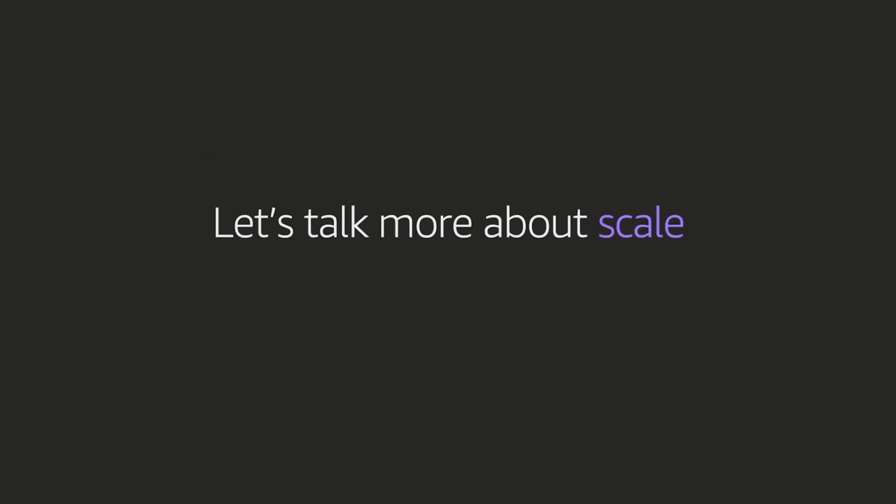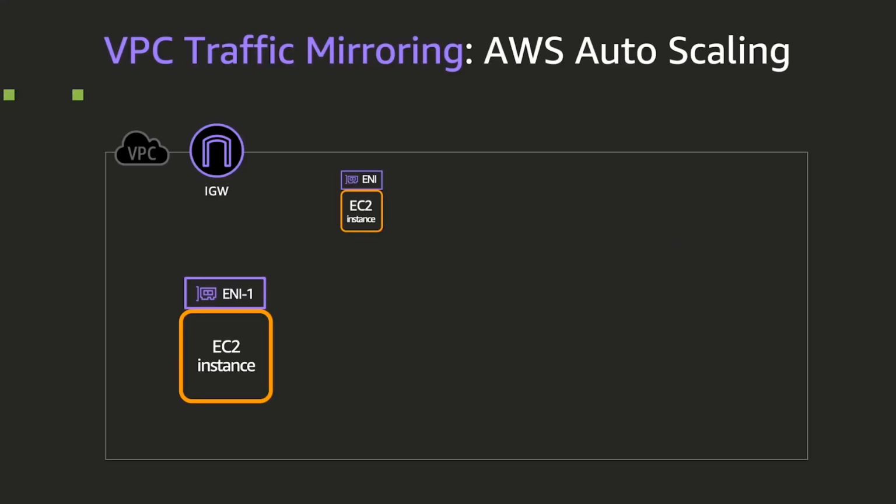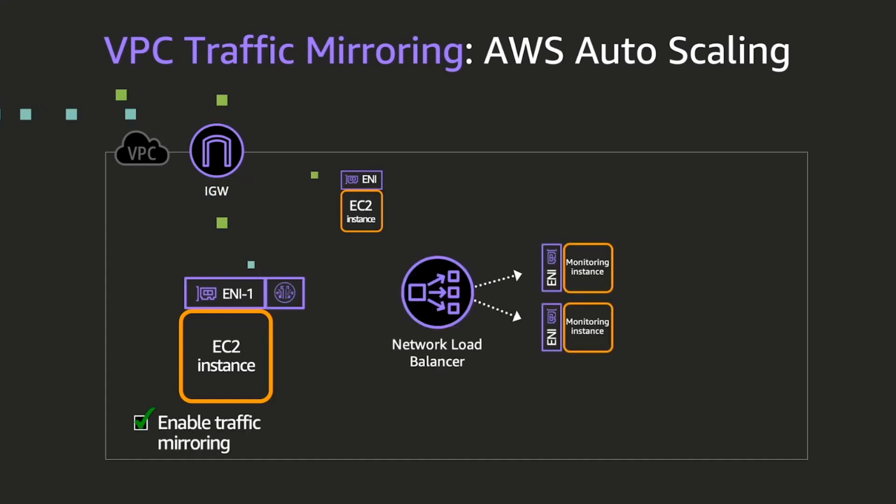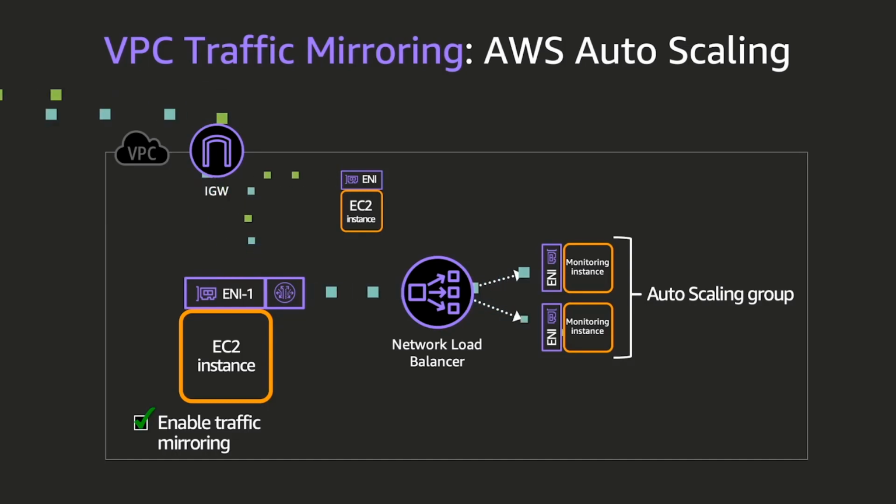Okay, so let's talk a little bit more about scale with traffic mirroring. In this case, we've got a whole bunch of traffic going to an EC2 instance. We enable traffic mirroring, and we're sending traffic, in this case, to a network load balancer. And so we've got multiple monitoring instances in an auto-scaling group now that are receiving the packets from the network load balancer. So the right sizing we talked about before, you can do a little bit more scale than just having a single instance and right sizing that.